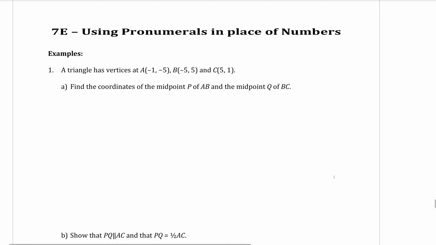Okay, so 7E, using pronumerals in place of numbers. That's the title that the textbook gives us. But basically what this last exercise is, we're not doing any new formulas, any new techniques, but we're trying to use the things that we've already learnt in some less familiar situations.